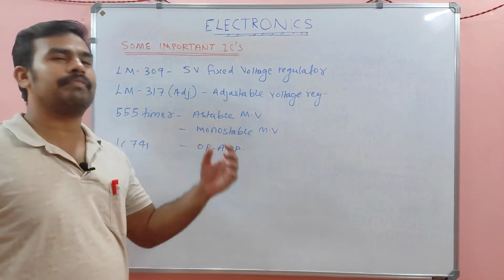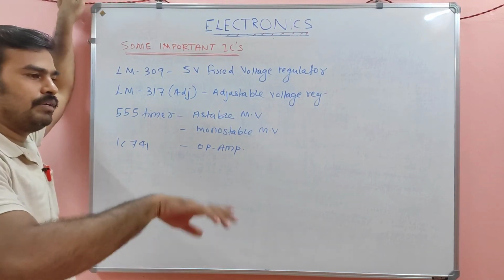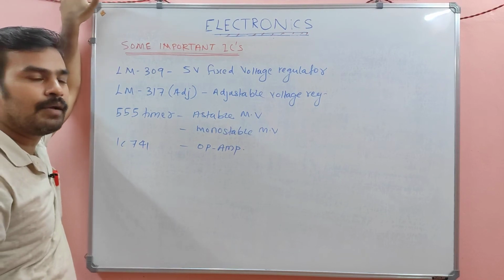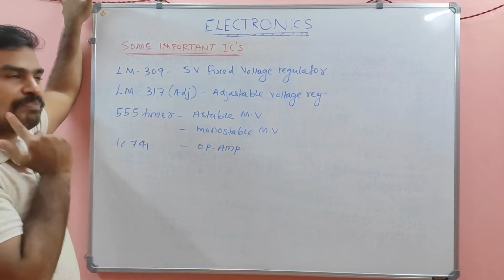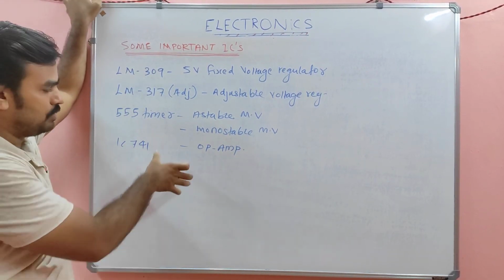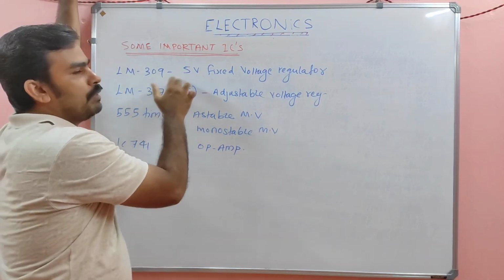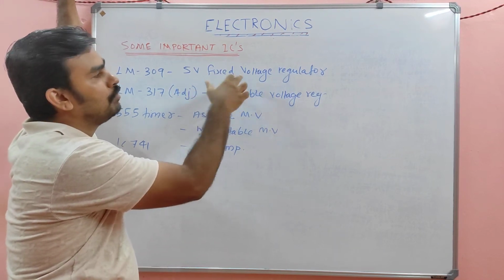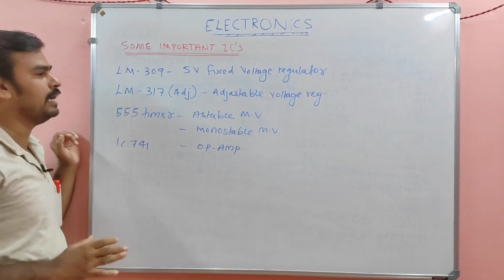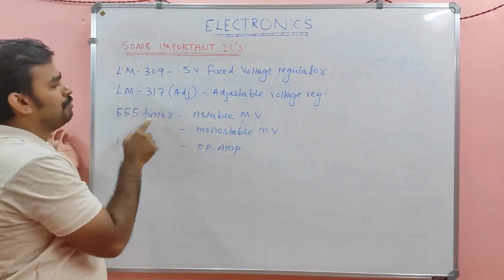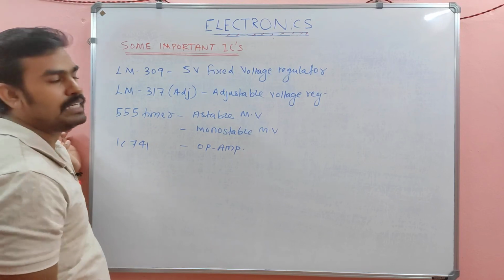Now we are going to look at some very important ICs. Later on, as you study, you will become familiar with more ICs and you can add to this table, so leave some space there. LM309 is popularly a 5 volt voltage regulator. LM317 is an adjustable voltage regulator. The 555 timer you already know, monostable or astable multivibrator. IC741 you know, it's an op-amp IC.